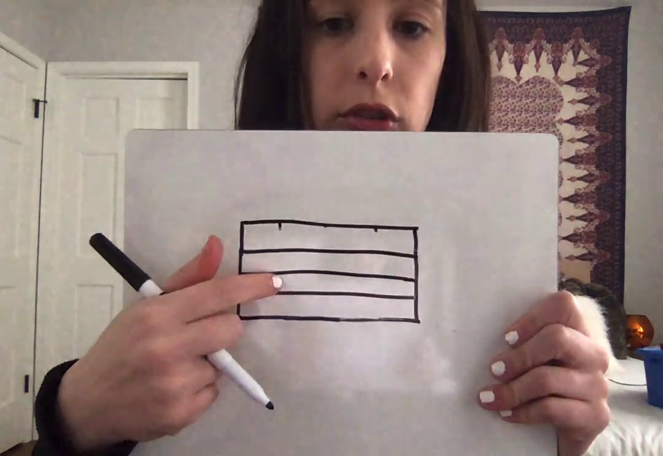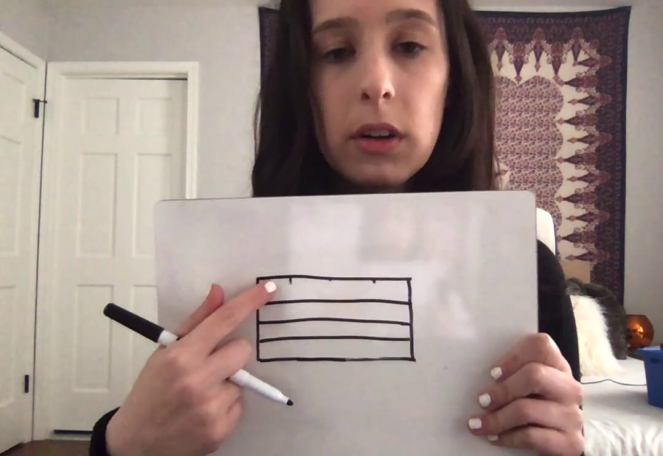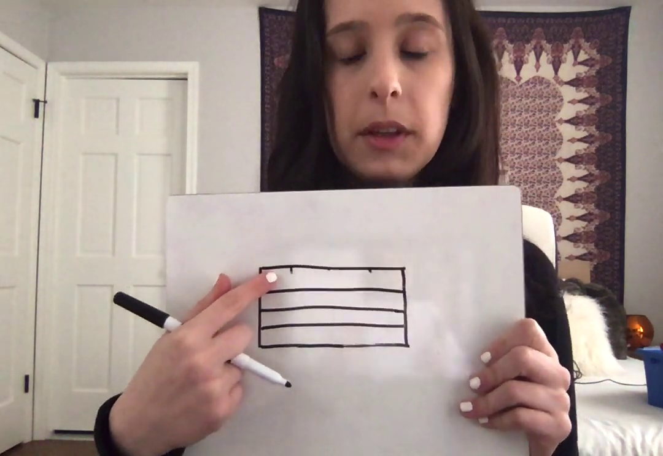I could also draw horizontal lines and get 1, 2, 3, 4 equal parts or fourths of the pizza. And then we're going to try one more way.